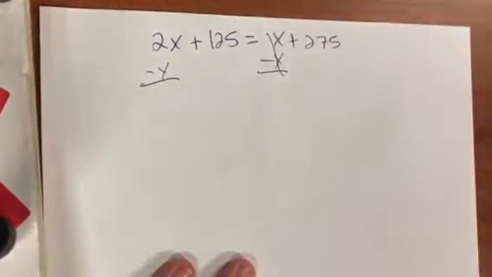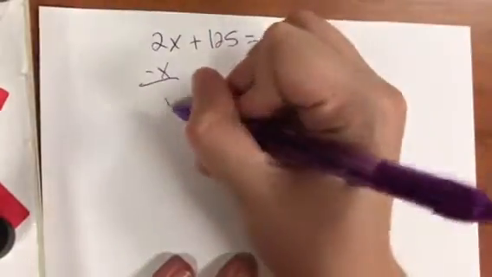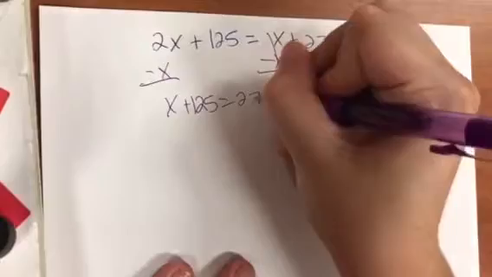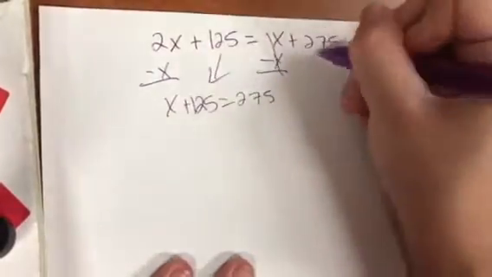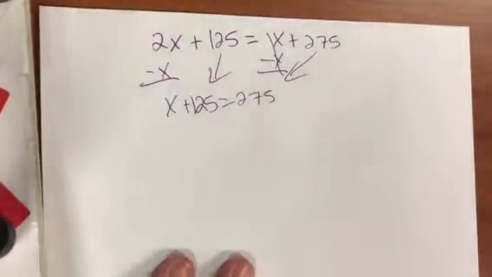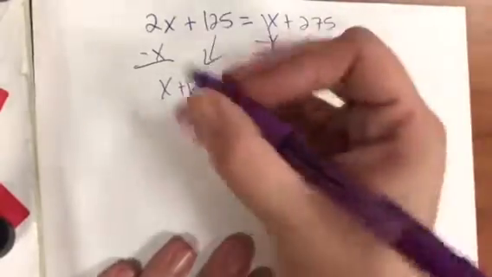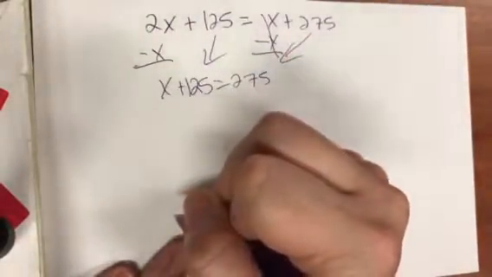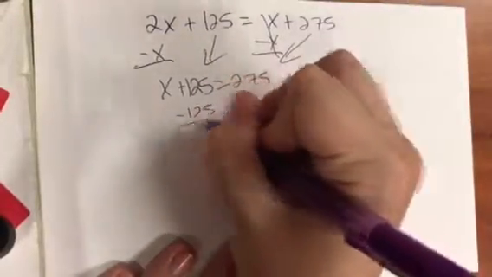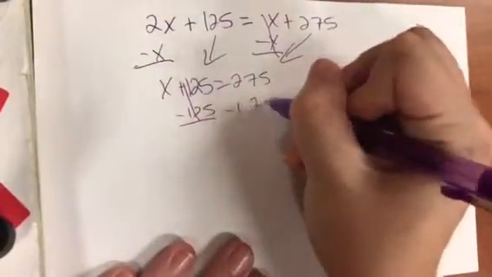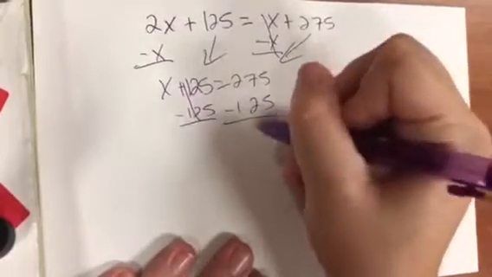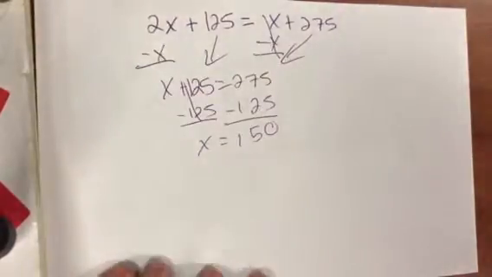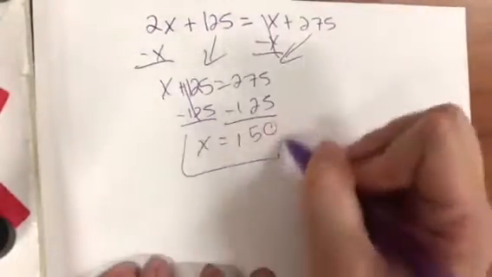X minus x is 0. 2x minus x is x. Plus 125 equals 275. I just brought down what's left. That is very important to bring down what's left. Now, this is an addition. The inverse of addition is to subtract. Yes, so I'm going to subtract 125 and subtract 125. 5 minus 5 is 0. 150 equals x. So each pair of shoes costs $150. Done and done.